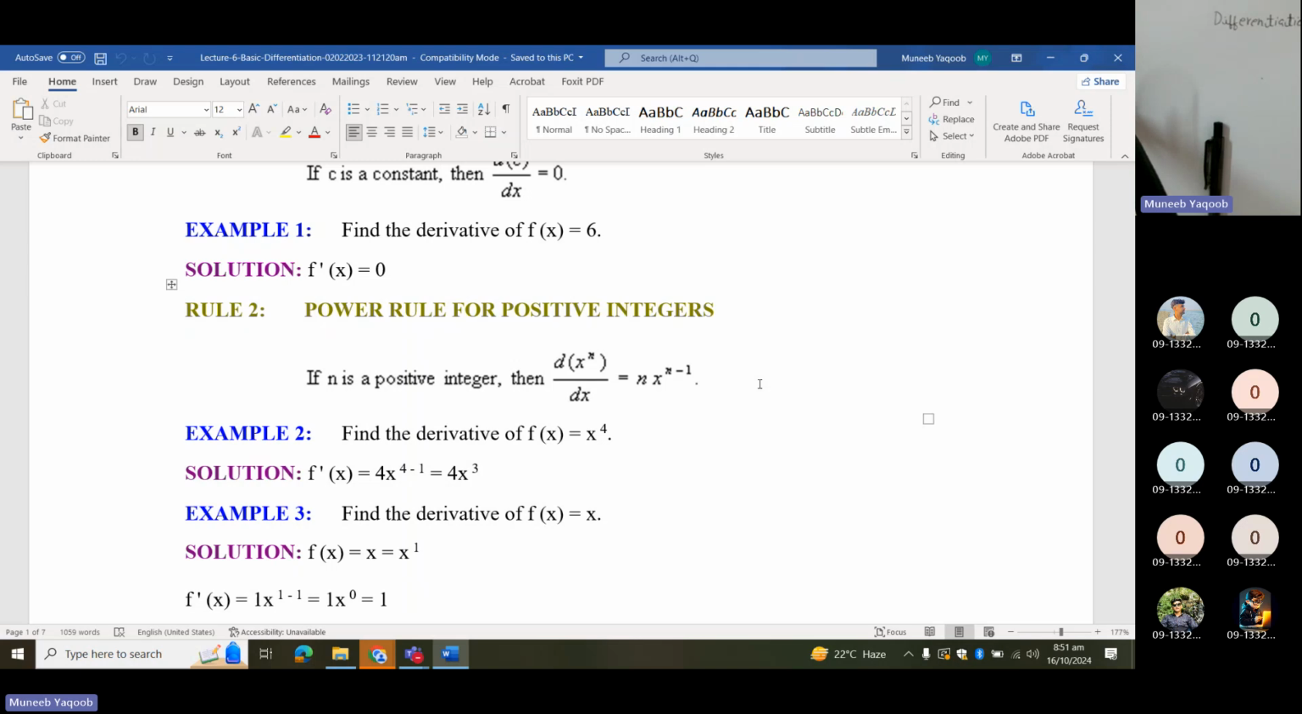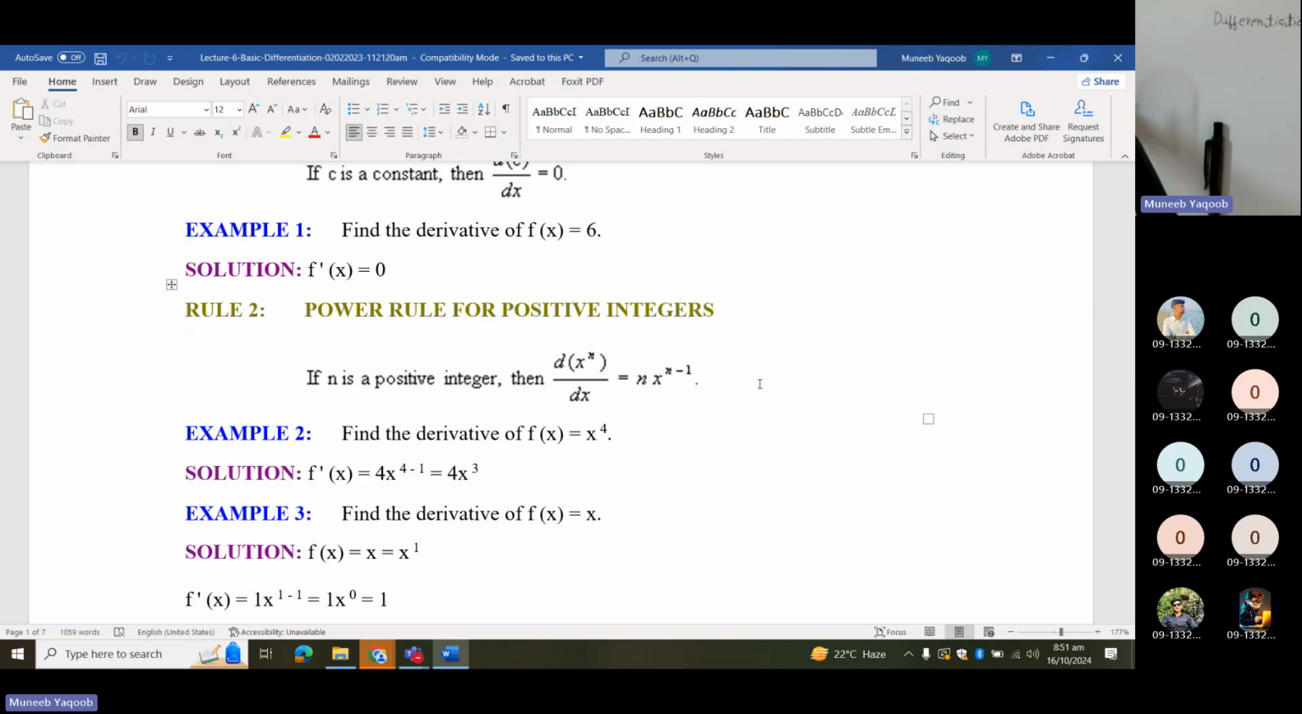Okay, so in example number 3, we need to calculate the derivative of x, because f of x is equal to x. Now we can write x as x power 1. So the derivative of x power 1 would be 1 times x power 1 minus 1, that is 1 times x power 0. And since x power 0 is 1, 1 multiplied by 1 equals 1. So hence we deduced that the derivative of x is 1.